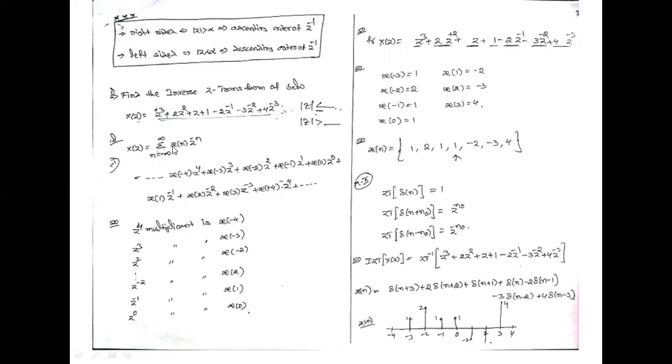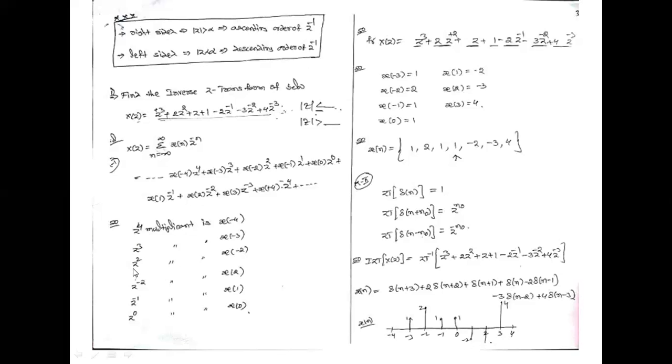So x of z, according to the definition of the z transformation, is equal to the sum of n equals minus infinity to infinity of x of n z power minus n. So expand from minus infinity: x of minus 4 z power 4, x of minus 3 z cube, x of minus 2 z square, x of minus 1 z, and x of 0 z power 0, plus, from here onwards, the negative powers of z: x of 1 z power minus 1, x of 2 z power minus 2, x of 3 z power minus 3, x of 4 z power minus 4, and so on to infinity.